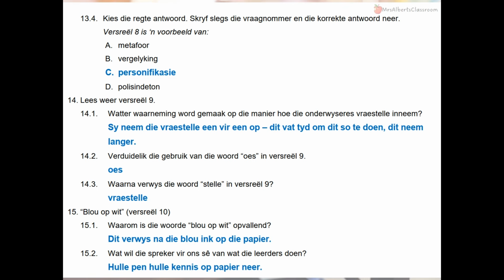So why does it draw your attention, this blue on white? Because it is exactly what we write with. It's the blue ink on the paper. So it's something that we know, it's something that we see every day.